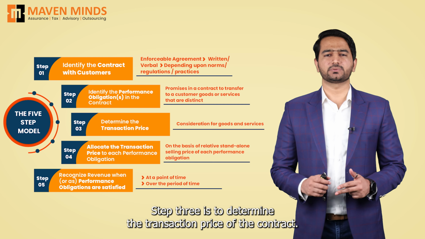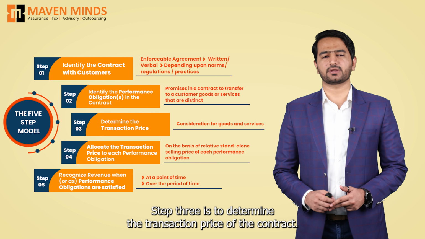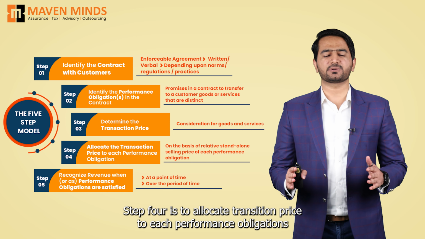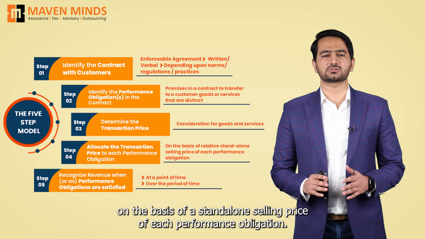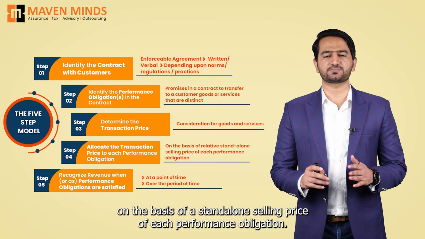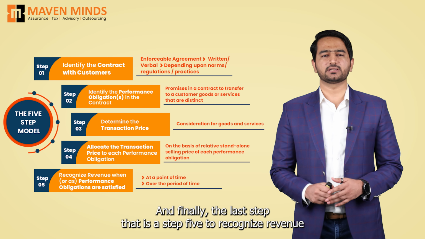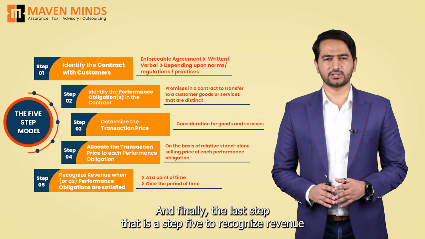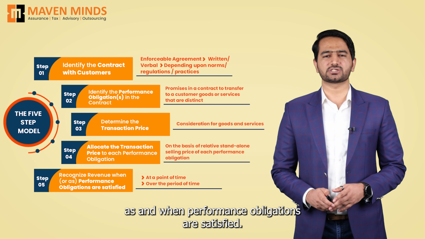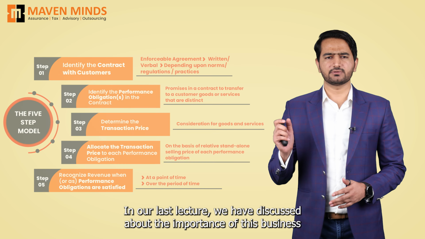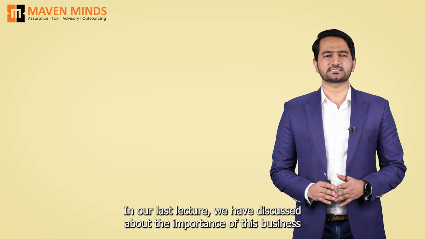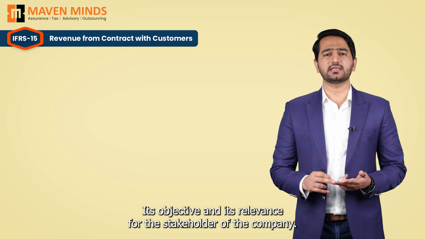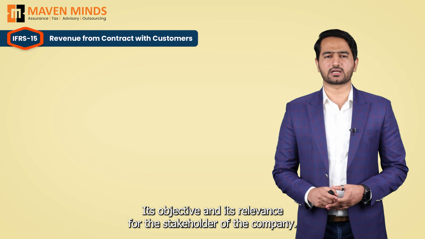Step 3 is to determine the transaction price of the contract. Step 4 is to allocate the transaction price to each performance obligation on the basis of the standalone selling price of each performance obligation. And finally, the last step, step 5, is to recognize revenue as and when performance obligations are satisfied. In our last lecture, we discussed the importance of this standard, its objective and its relevance for the stakeholders of the company.